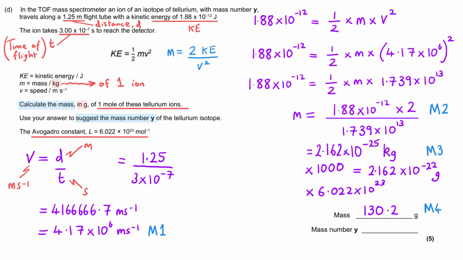And for this, we need to remember that the mass number is the number of protons added to the number of neutrons. And so this number must be an integer. And so our final mark will be for rounding whatever we got in M4 to make it an integer. And since I got 130.2, for me, this answer becomes a mass number of 130. Supposing your marking point for M4 was 130.5 or greater, you would have got an answer of 131 for your integer value for mass number. But for me, it was 130.